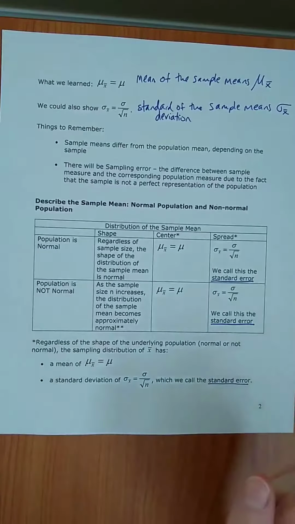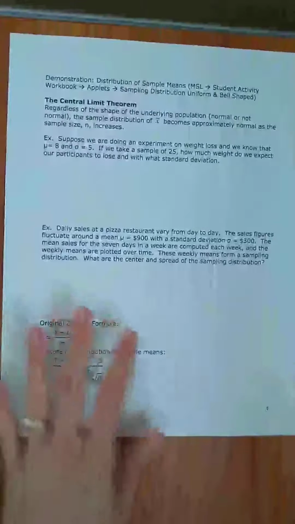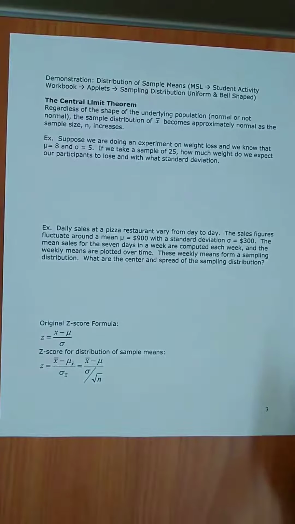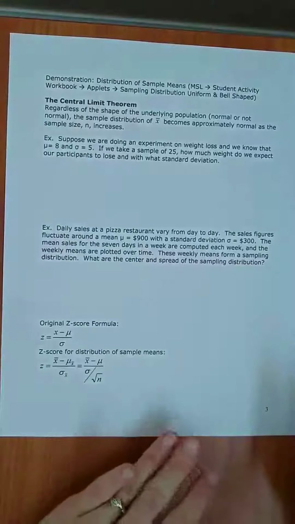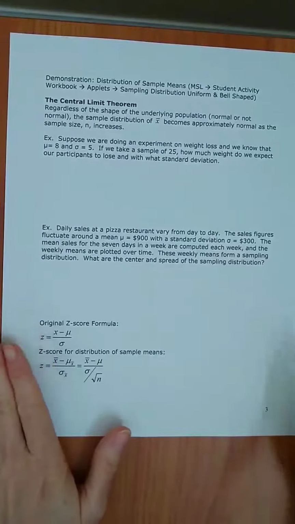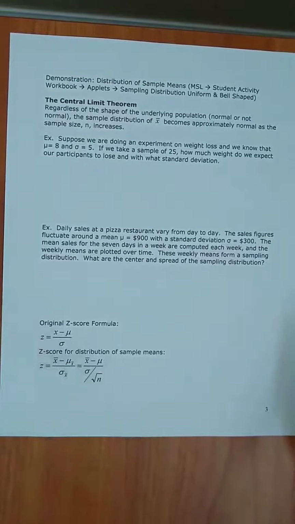This is leading us to what is called the central limit theorem. Right at the top there, there's something you can look at in my stat lab if you're interested in a little visualization. The central limit theorem says that regardless of the shape of the underlying population, whether it's normal or not normal, the sampling distribution of X bar becomes approximately normal as the sample size increases. So the bigger your sample is, the more your distribution of the averages is going to look like a normal curve, even if your original data values aren't normal.